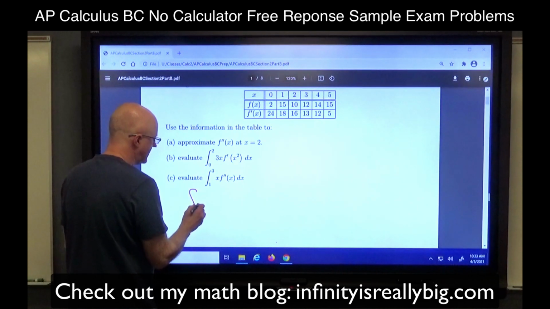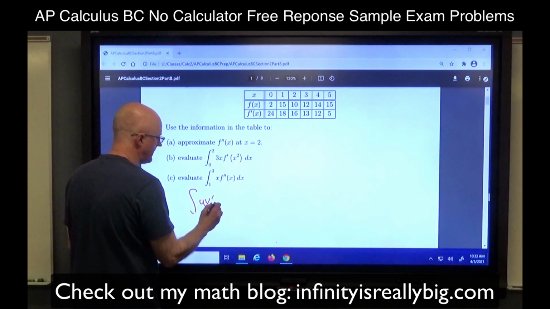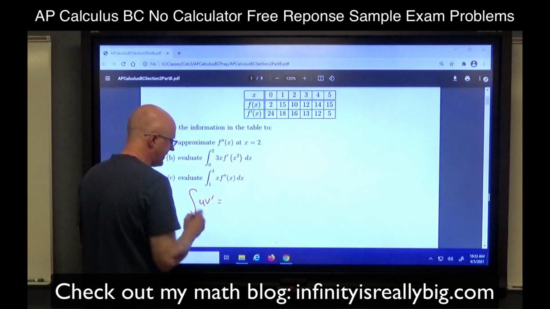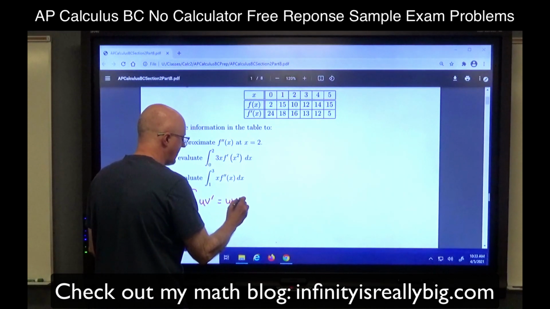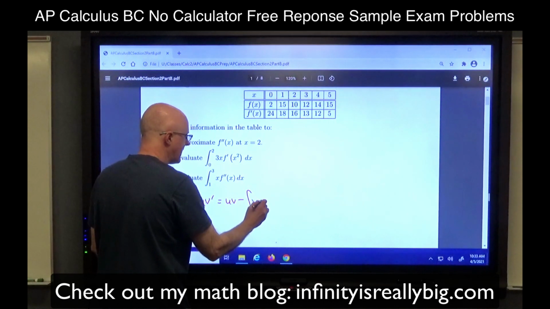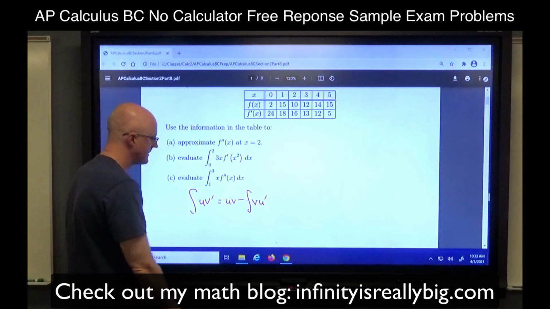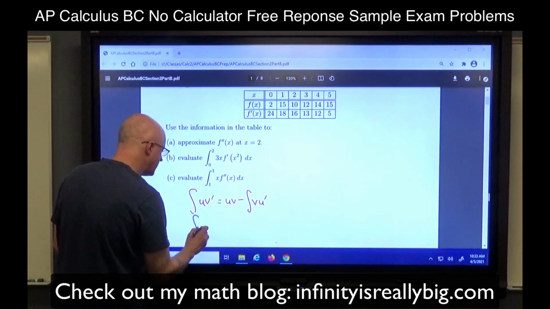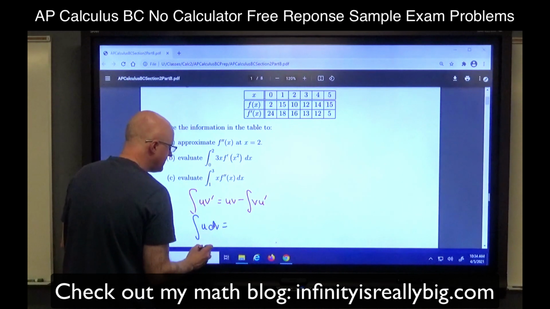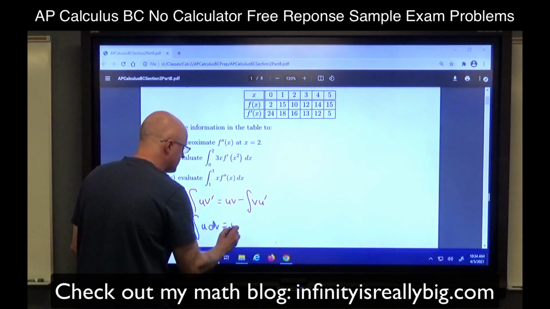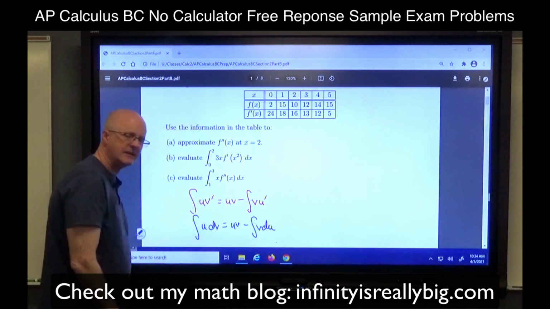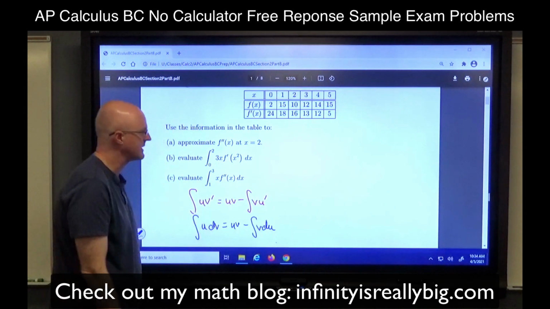Well, some books write it as the integral of u v prime dx, with respect to x, where u and v are functions of x, would be u times v minus the integral of v times u prime. Some books write it in, I think, a bit better notation: u dv, though maybe more confusing, is u times v minus the integral of v du. And again, everything depends on x. I'm just not putting the x in there explicitly.